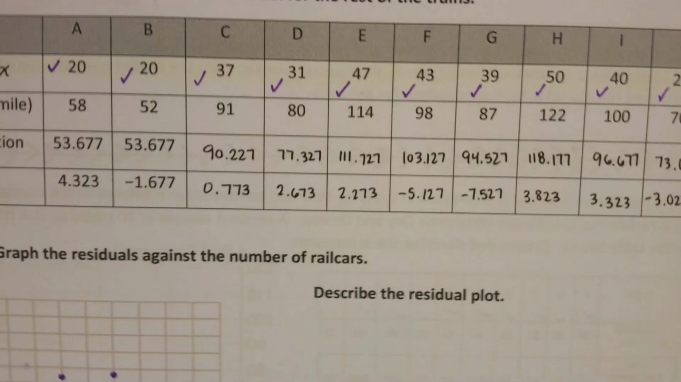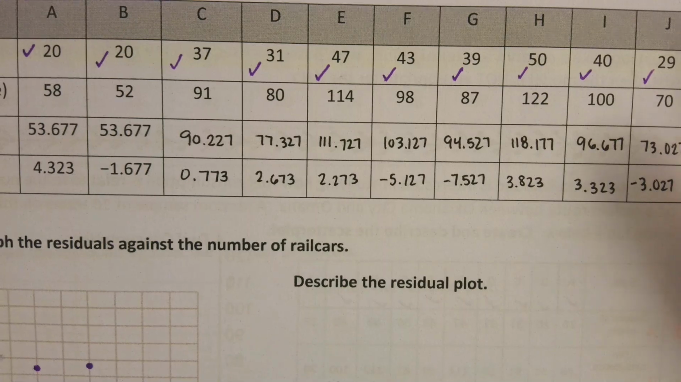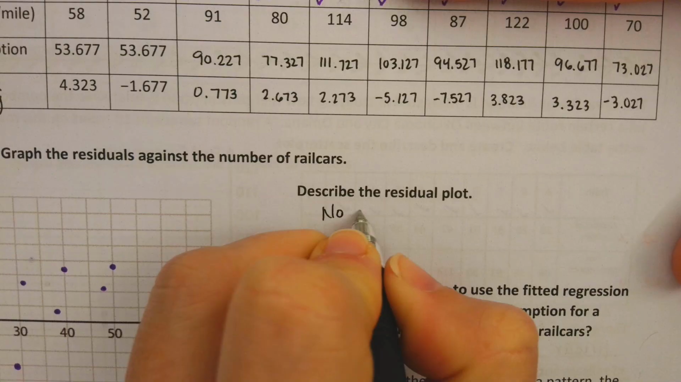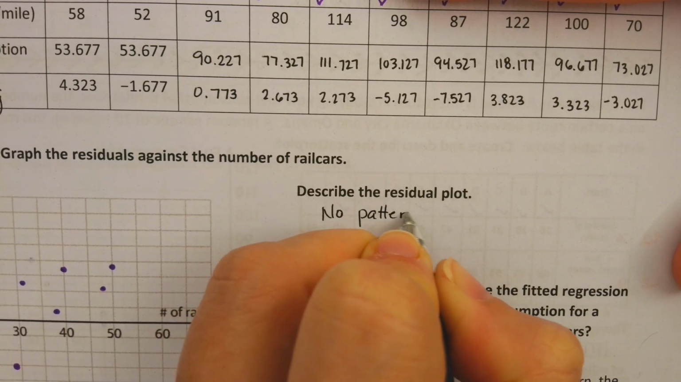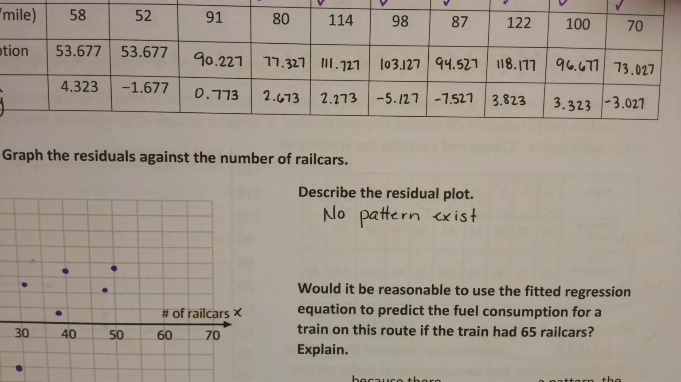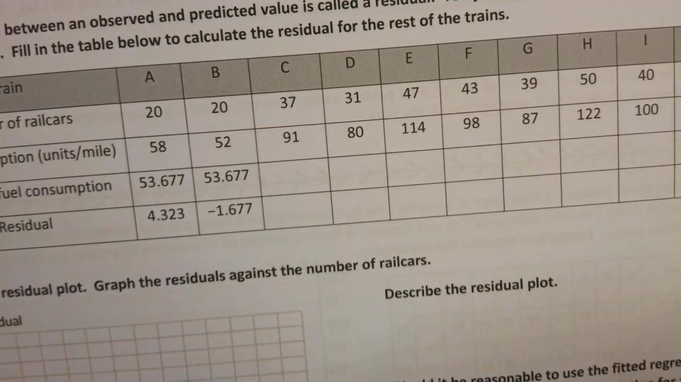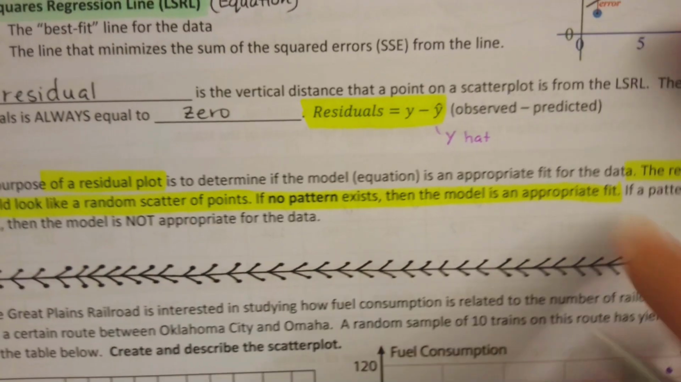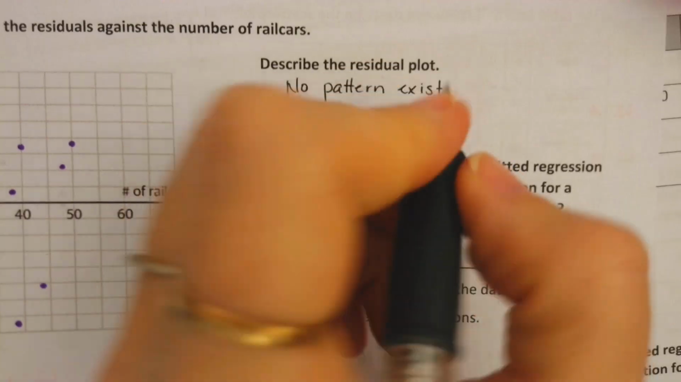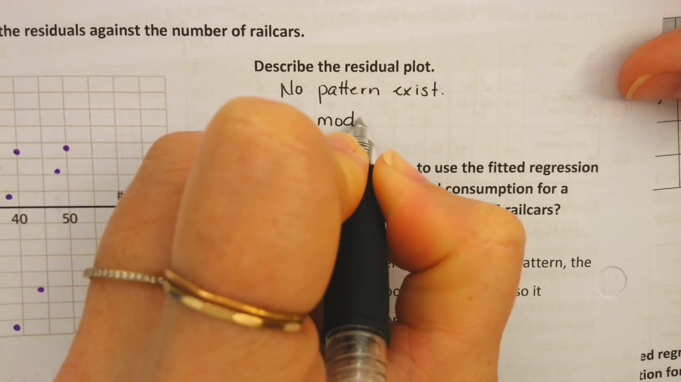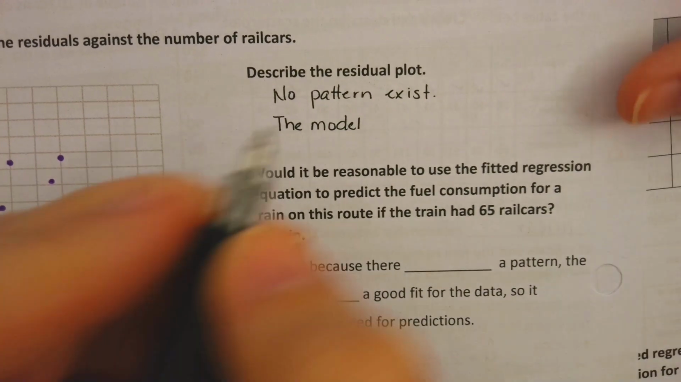So for my description, I'm just going to say no pattern exists, or I don't see a pattern. Was that a good or a bad thing for a residual plot? That was good. If I remind you on the front, the residual plot should look like a random scatter of points. And if no pattern exists, then the model is an appropriate fit. So I'm going to say that here. No pattern exists. The model is an appropriate fit. And when I say model, it is just a stats word for equation.